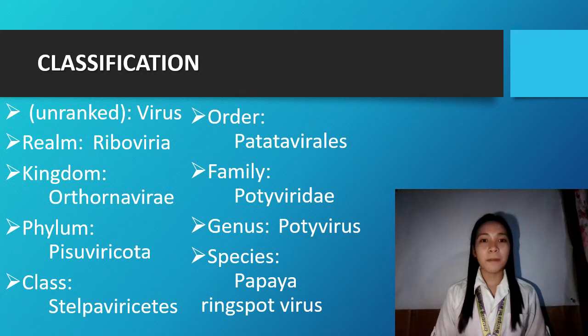Papaya ring spot virus belongs to the realm of Riboviria, kingdom of Orthornavirae, phylum of Pisuviricota, class of Stelpaviricetes, order of Patatavirales, and family of Potyviridae, its genus of Potyvirus and species papaya ring spot virus. Its synonyms are papaya ring spot potyvirus, papaya distortion mosaic virus, papaya leaf distortion virus, papaw distortion ring spot virus, papaw mosaic virus, and watermelon mosaic virus 1.